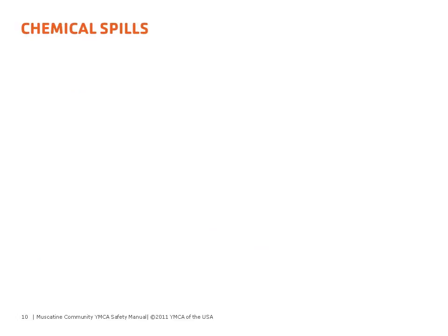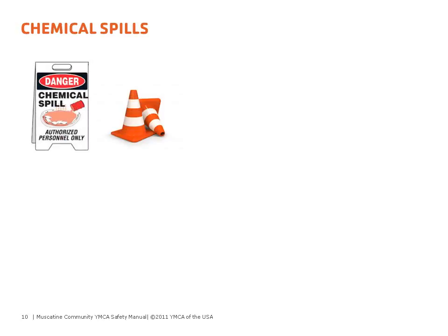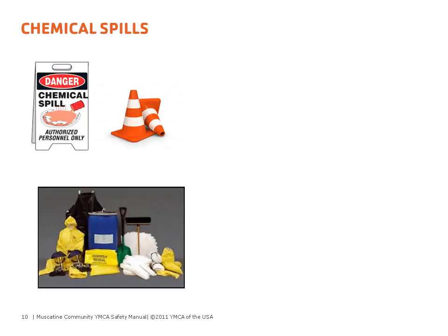Chemical spills. If you notice a chemical spill, secure the area and, if necessary, evacuate members, guests, and staff from the area. Notify your supervisor, giving as much detail as possible. Do not attempt to clean up the material unless you are trained to do so.